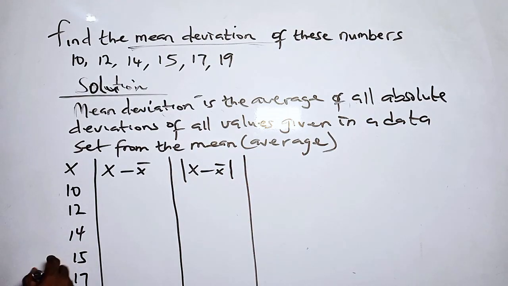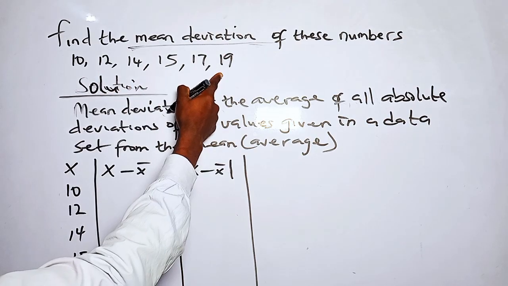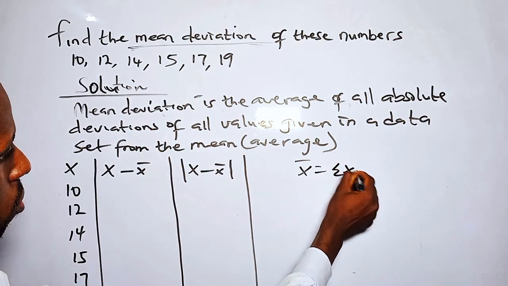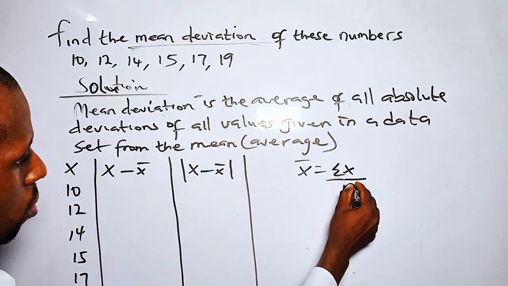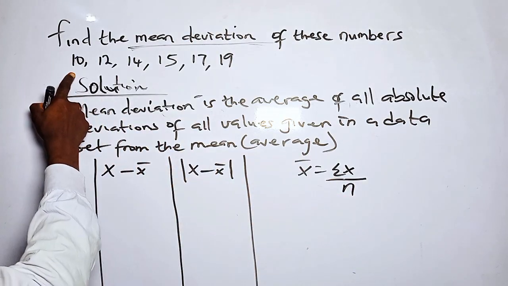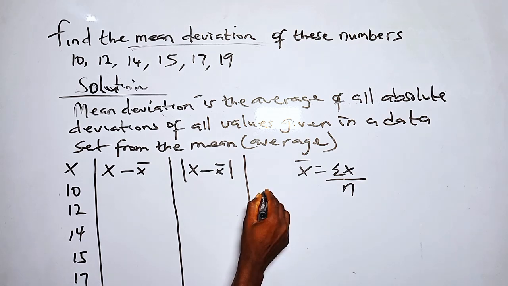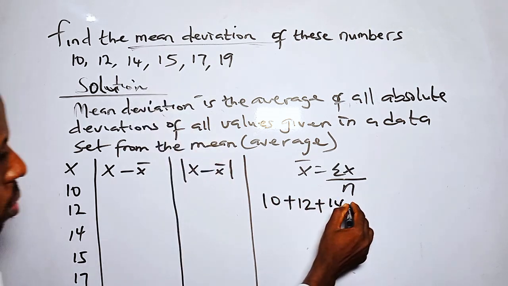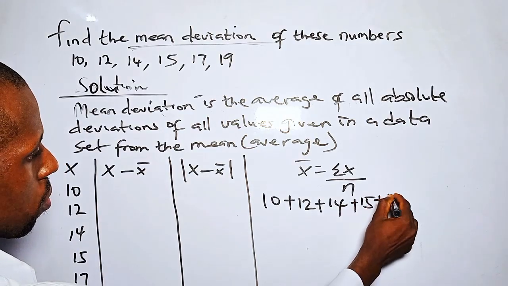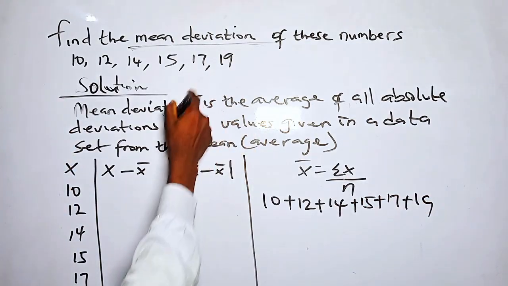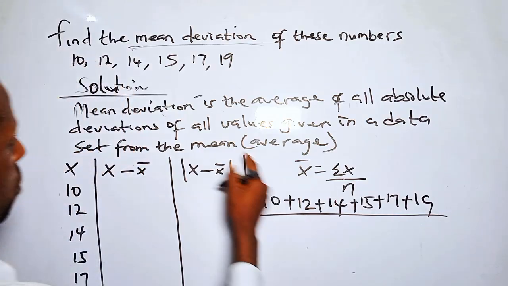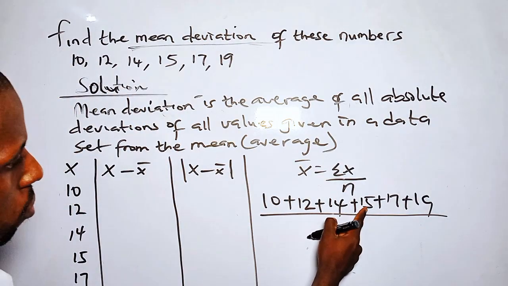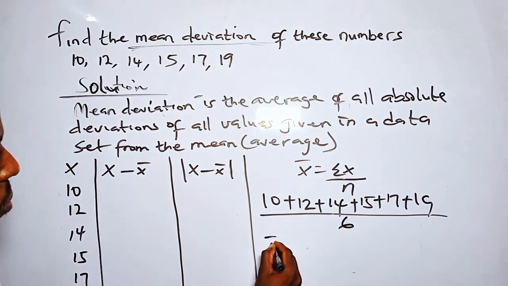So what we need to do first is to determine the arithmetic mean of this. So let's do that here, which is the summation of all numbers divided by the number of observations. So let us sum up all these numbers: 10 plus 12 plus 14 plus 15 plus 17 plus 19. We have 1, 2, 3, 4, 5, 6 observations, so we divide by 6.